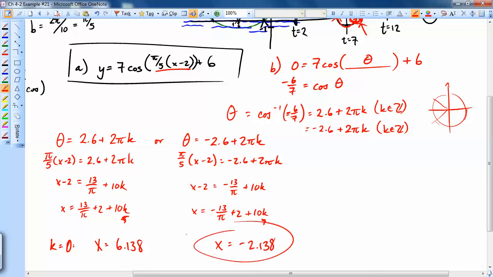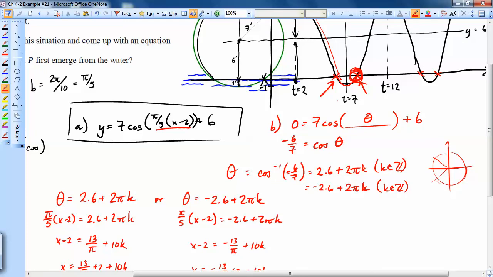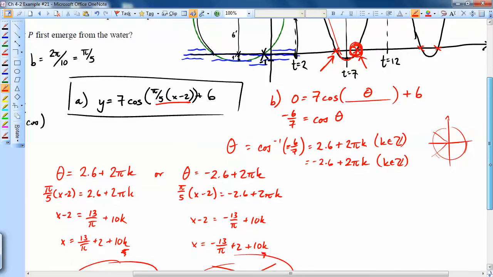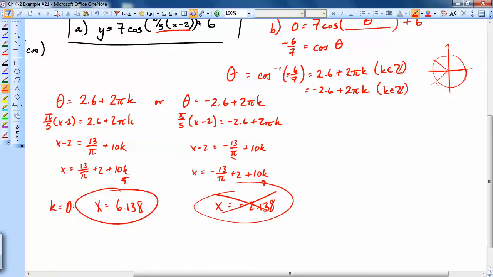Well, this isn't going to really help us because that's negative time and we started a stopwatch, so that's not going to help. This one, where's that on the graph? That's going to be right here. So k equals 0 didn't get us far enough, but we could do k equals 1, and that would get us far enough. In fact, k equals 1 would be good to put into here, because then I'm going to subtract something from it. So negative 13 over pi plus 10 times 1 is going to be, oh, I forgot the plus 2. So that's going to be x equals, when k is 1, x equals 7.862.